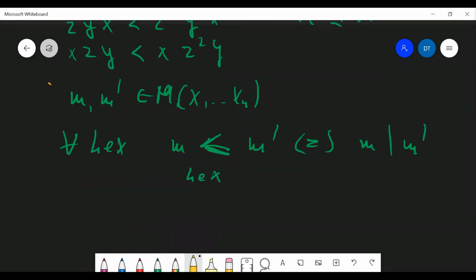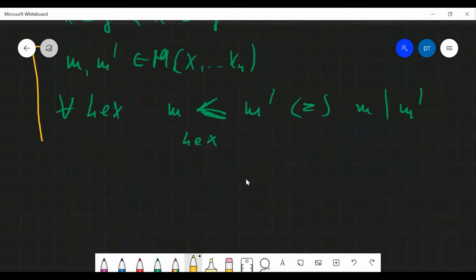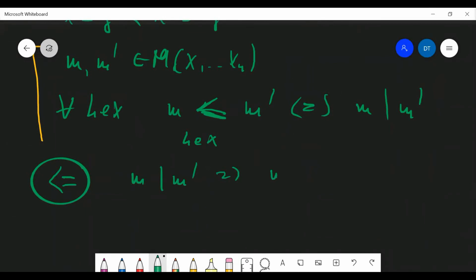And what exactly is m? M and m prime are monomials in variables x1, ..., xn. Well, let's explain the right to left direction, then the left to right direction. This was just a property. So if m divides m prime, then what does it mean? M prime is equal to t times m.